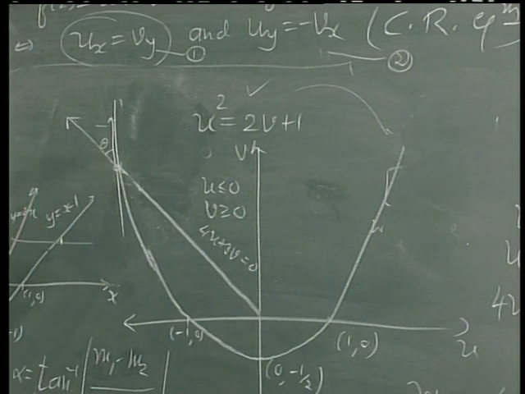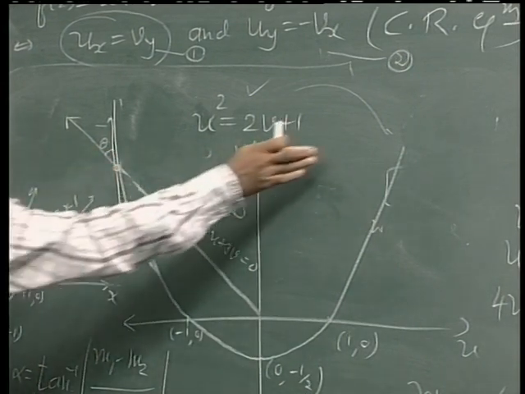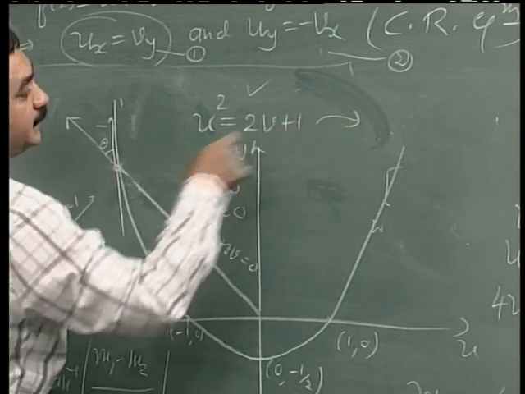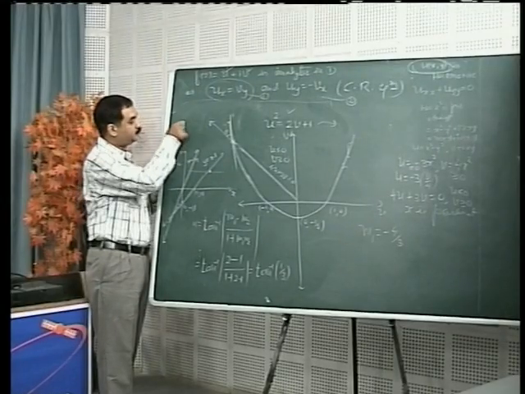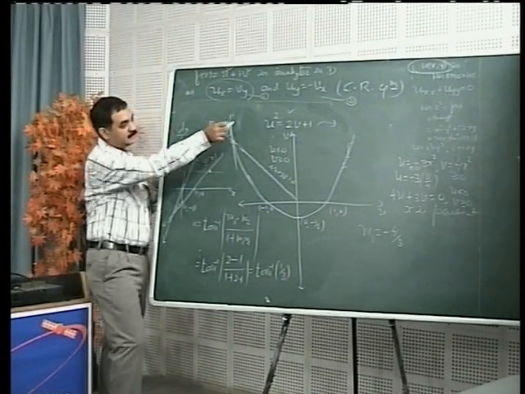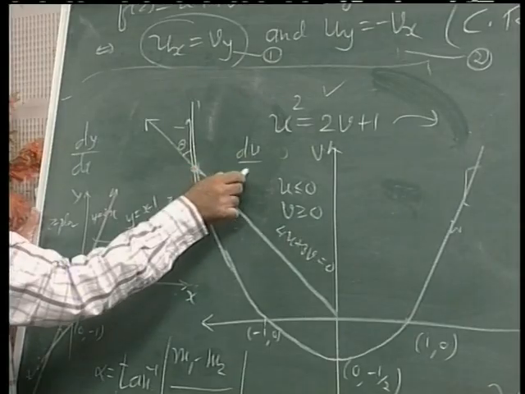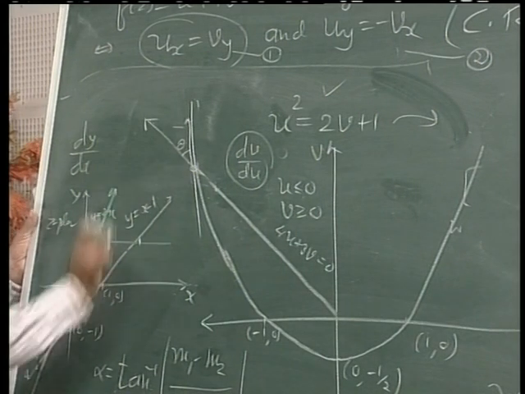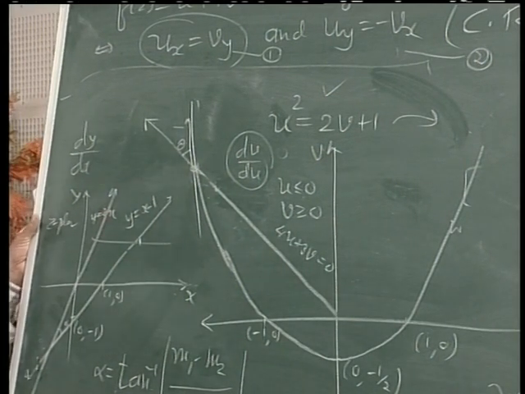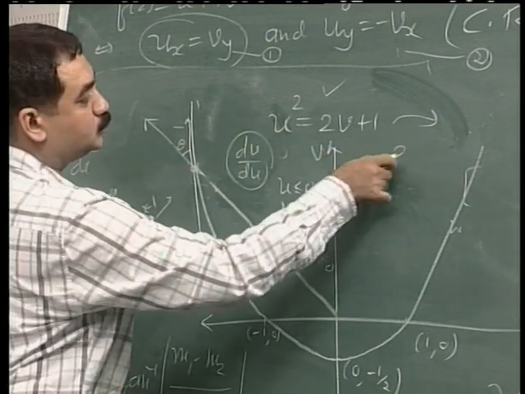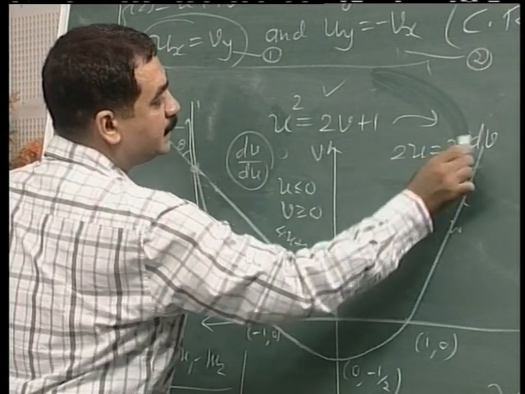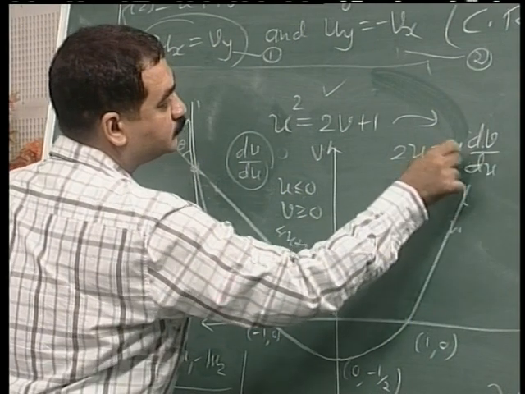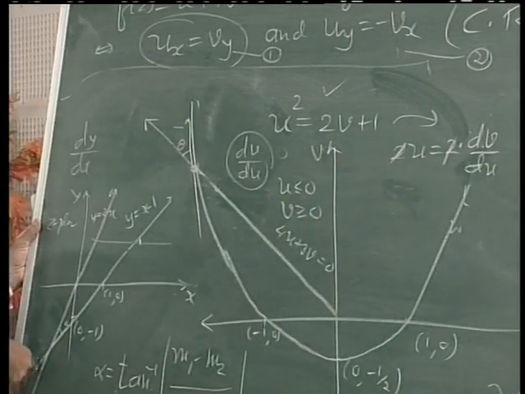Now, what is the slope of this, u square plus 2u, differentiating with respect to u? As in the xy plane, where the slope is dy by dx, in this plane the slope will be dv by du. So you need to differentiate with respect to u. This gives 2u equals 2 times dv by du, so the slope dv by du is u.